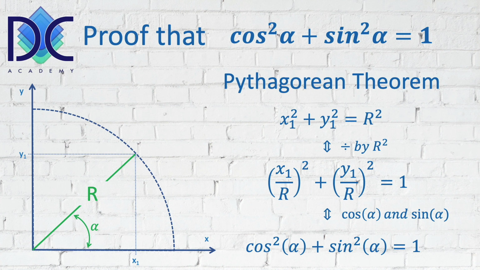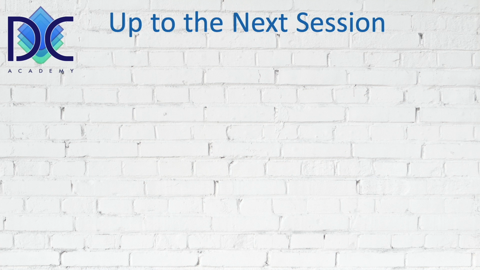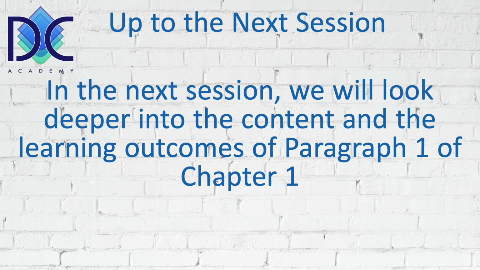So we're going to look at more of these things in the following sessions. So we will start with the next session after completing this, where we are going to look into the content and the learning outcomes of the first paragraph of chapter 1. This is the first part that we are going to do. We will see what are the different parts in the first paragraph, and after the first paragraph, of course, we will continue with the following paragraphs until chapter 1 is completely finished.